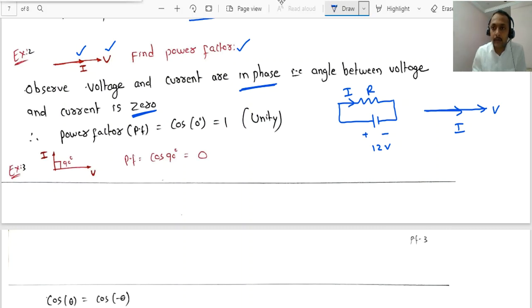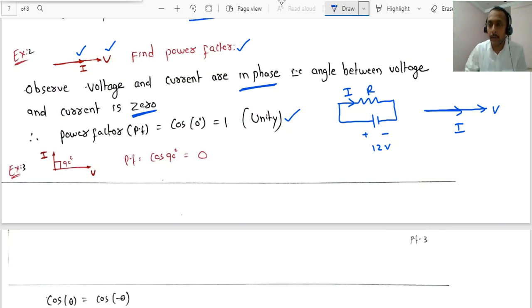Clear? If there is no angle difference, what is cos 0? 1. Unity. This is the maximum value we can get. So what is the maximum value of power factor? Unity, 1. What could be the minimum value? Cos 90, 0. So it varies between 0 and 1.